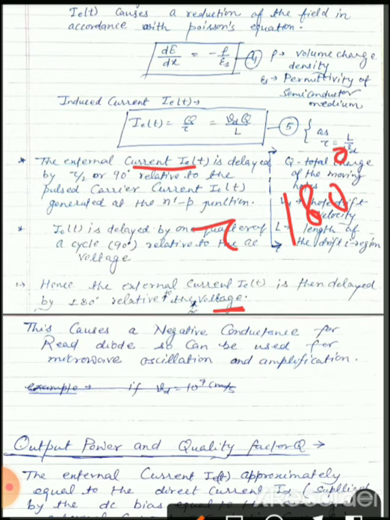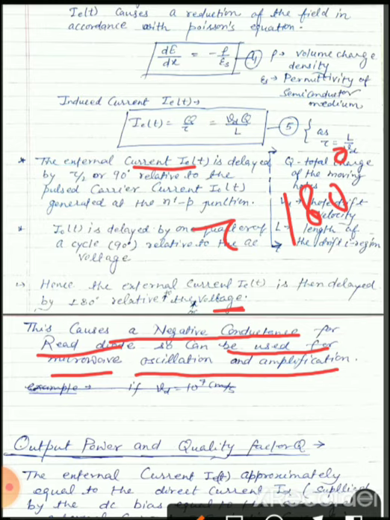So this causes a negative conductance for a Read diode. So this is a negative resistance device. This Read diode behaves as a negative resistance device and can be used for microwave oscillation and amplification.